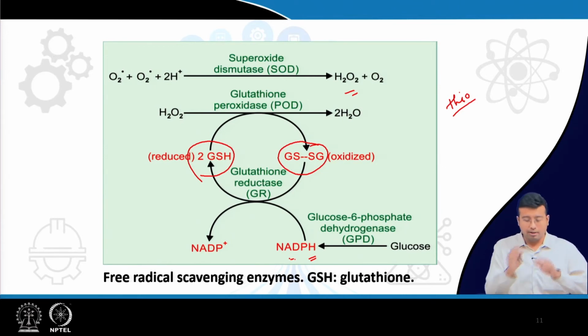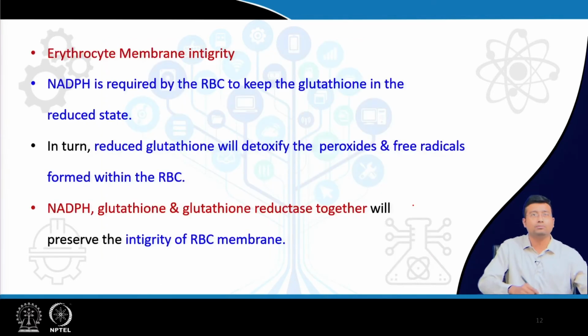This is an applied question: how can NADPH be deficient? Can you tell me? Glucose produces NADPH by the action of glucose 6 phosphate dehydrogenase. We are talking about deficiency of NADPH, so who is at fault? Definitely this enzyme. If this enzyme is deficient, there will be a problem. We will be discussing it very soon.